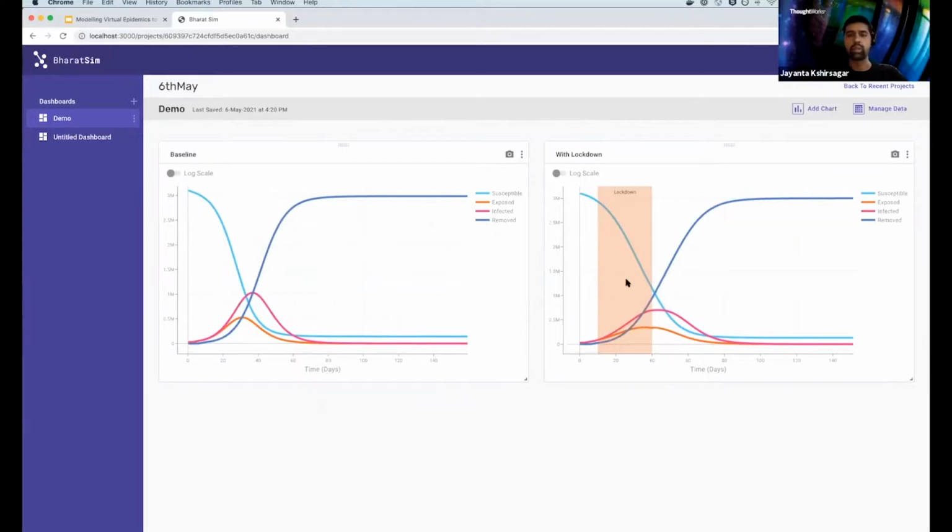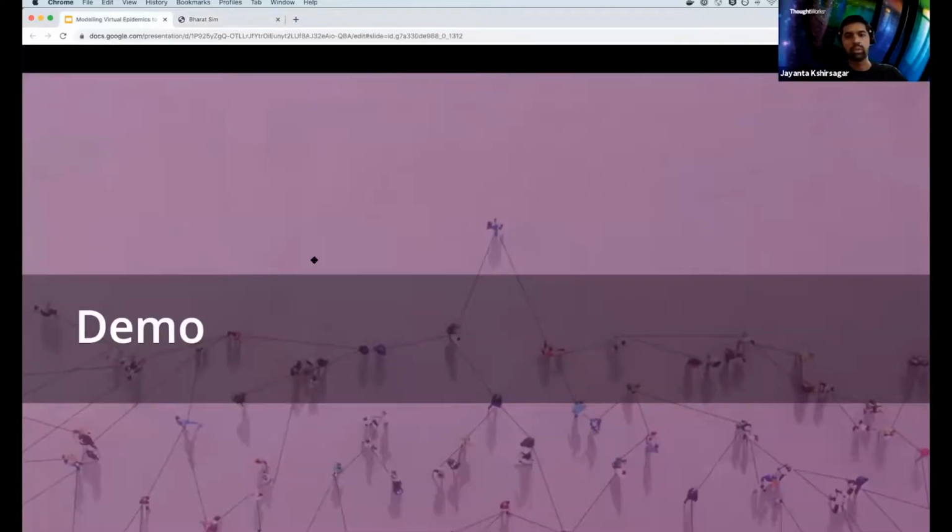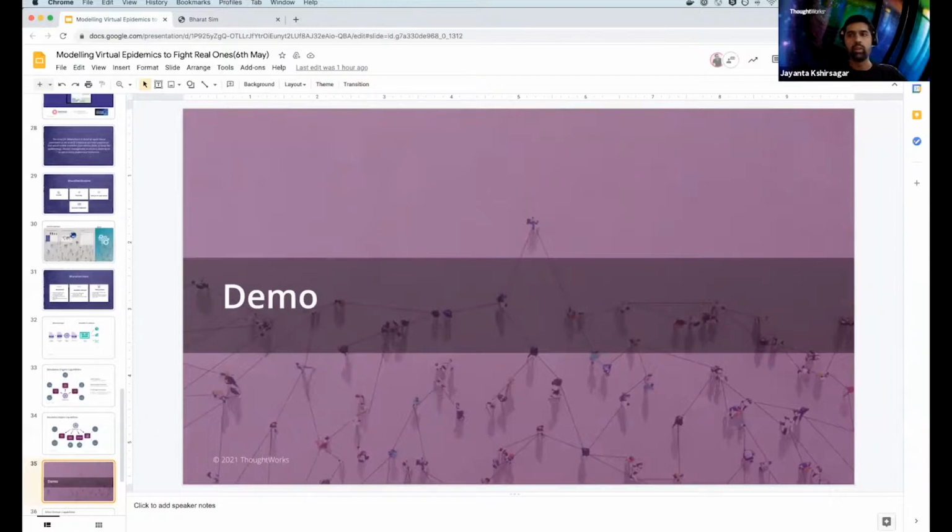We ran it with a 30-day lockdown. We can try and run it differently, say 15 days, and then see what the impact is. How much impact will there be if I run it with 60 days, and so on. So we'll get an ability to ask such interesting questions, which otherwise is not possible with calculus-based models.